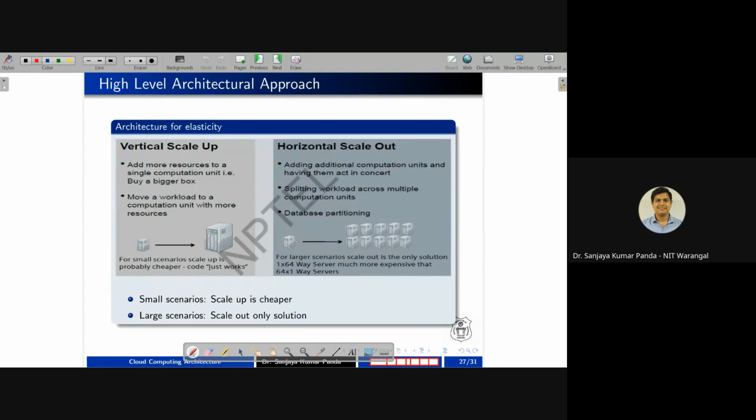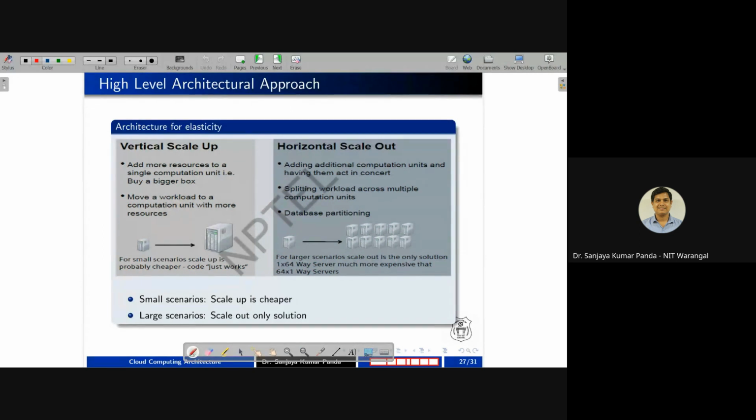But when there is a large scenario, suppose you have 2 GB and you want a much larger amount, right? There is a huge gap, right? So in that case, you have to go for a scale out solution. That's why instead of relying on a single system, it is better you gather a group of systems where they can provide the services. So it is always suggested that a one cross 64 way server is much more expensive than a 64 cross one way server.